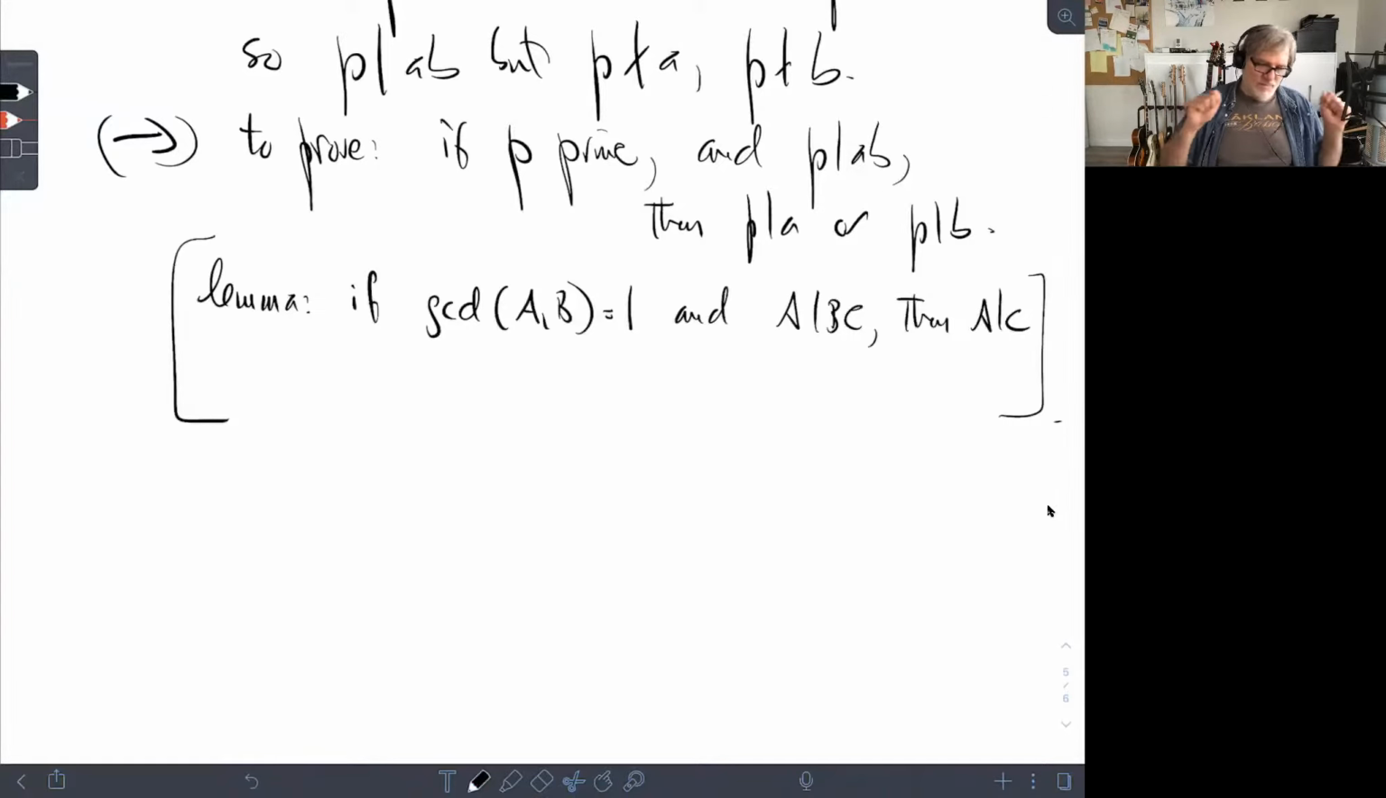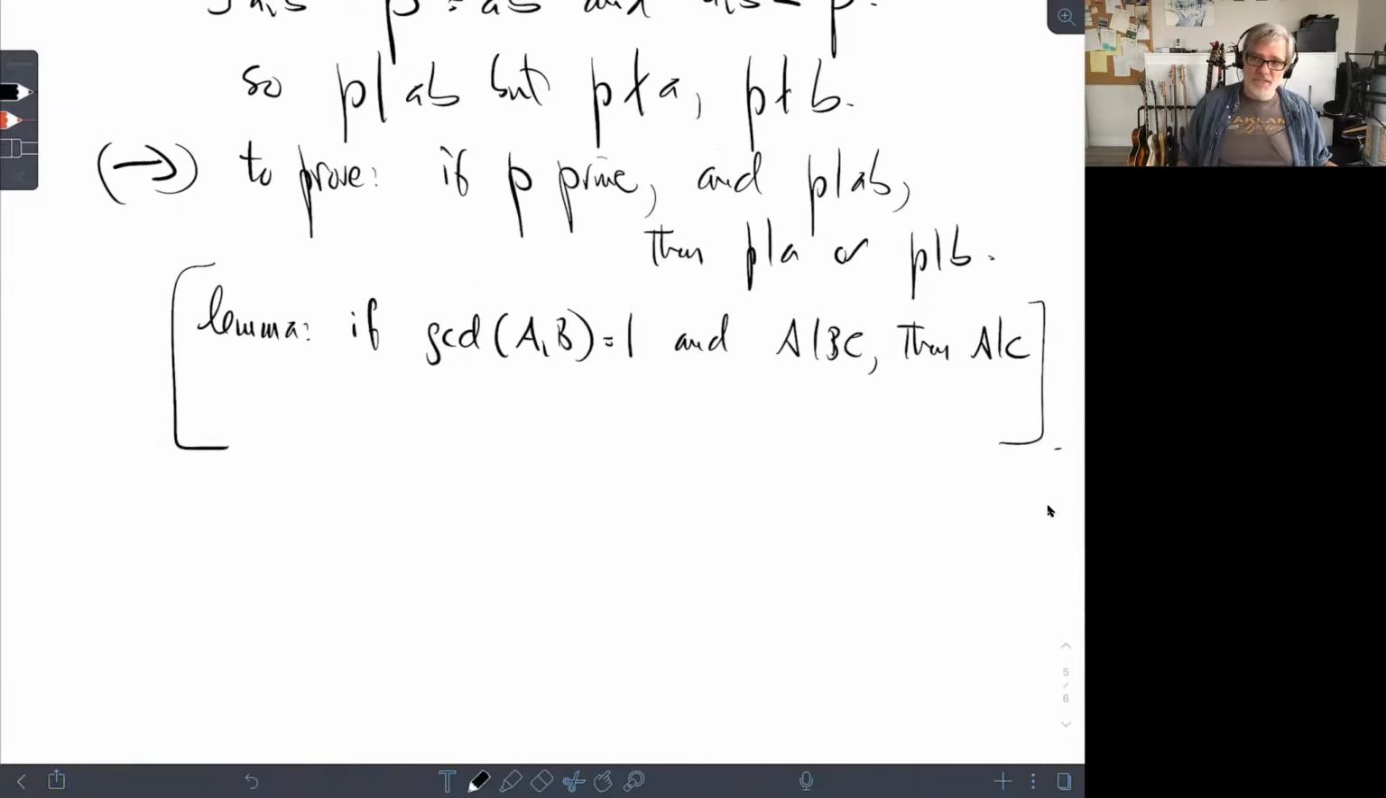So if the GCD of two numbers is 1, and one divides a product which involves the other number, then it's irrelevant. It just doesn't count. It actually means that the number divides the other, okay? So look, I've got a prime P that divides A times B, and I want to conclude that it divides one of the factors. And look at the lemma, it's very similar. But how do you put them together?